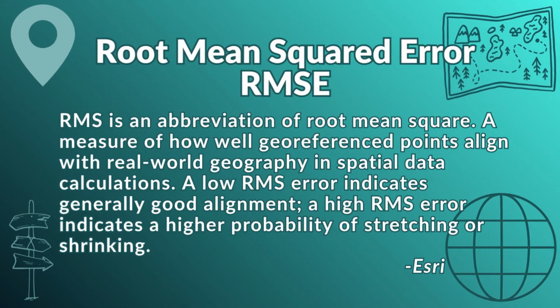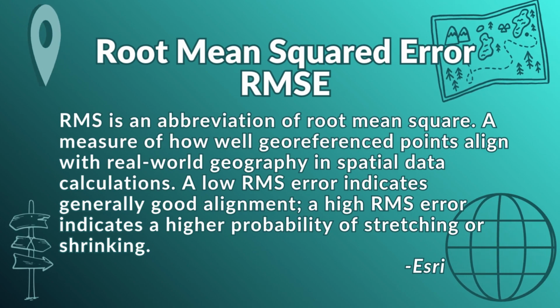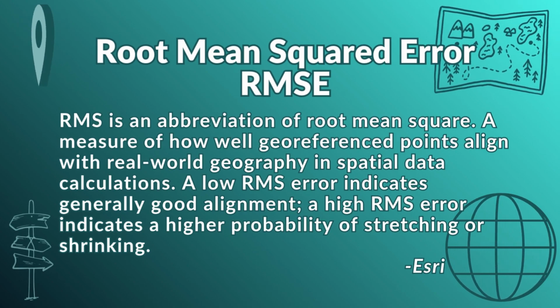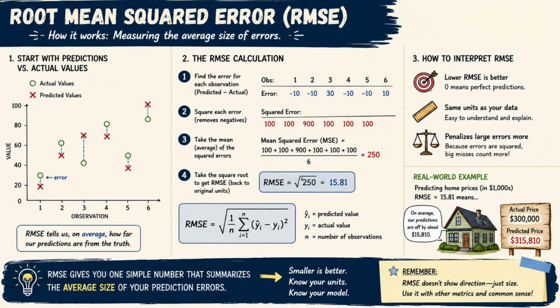Right. But the defining characteristic of RMSE is how it handles large mistakes. Because the formula squares the errors before averaging them, it is highly sensitive to outliers. Right, so if a GPS unit is off by 2 meters, squaring it makes it 4. But if the unit glitches and is off by 10 meters, squaring it inflates the penalty to 100.